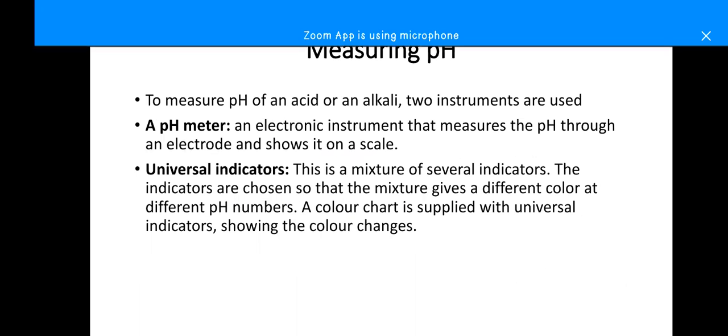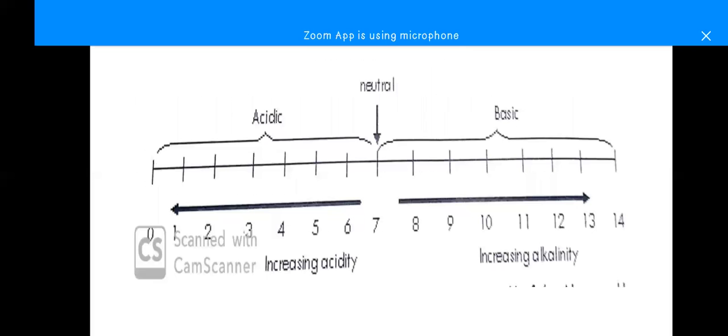So a pH of 3 is more acidic than a pH of 6 because as you move down towards 1, 1 is more acidic than 2, 2 is more acidic than 3, 3 is more acidic than 4, 4 is more acidic than 5, then until you get to 6. So moving down determines how acidic a solution is.